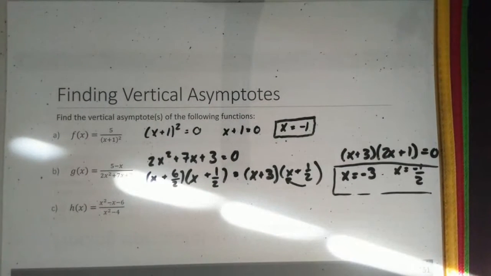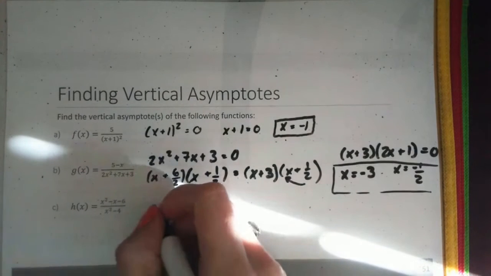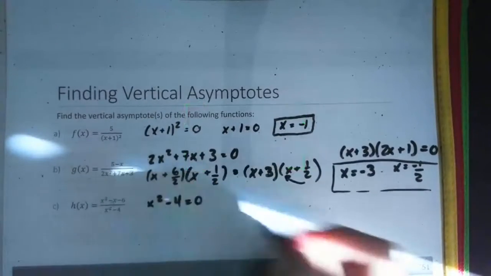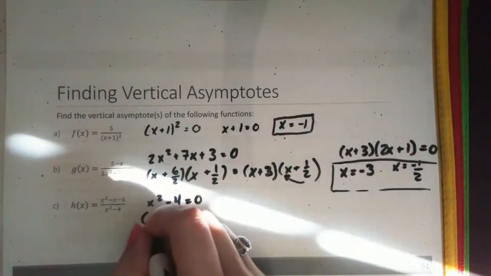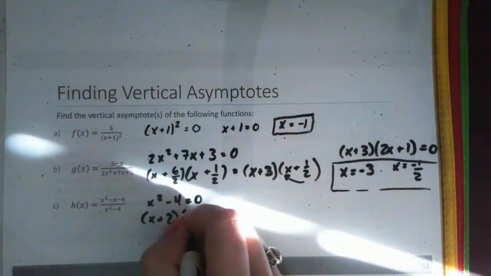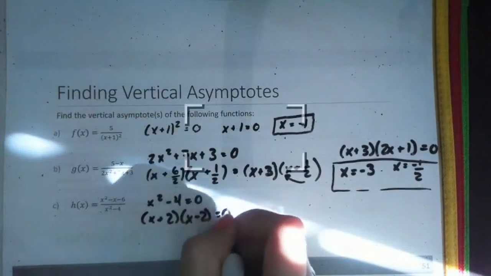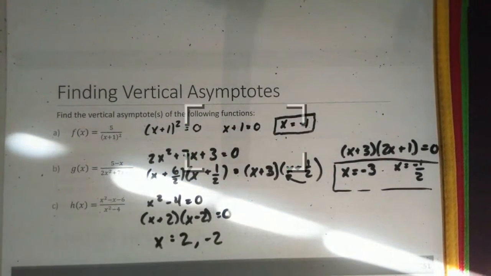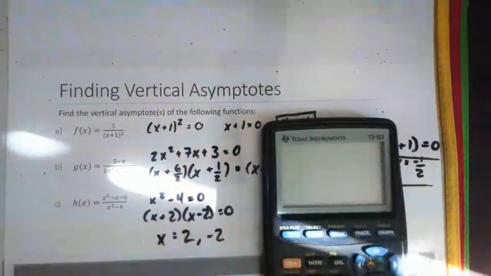Finally, we're looking at x squared minus x minus 6 over x squared minus 4. I want to take that denominator and set it equal to 0. If x squared minus 4 equals 0, that factors into x plus 2 times x minus 2. So x is equal to 2 or -2. So now I need to check to see if either of them would make the numerator equal to 0. So I'm just going to use my handy-dandy calculator.